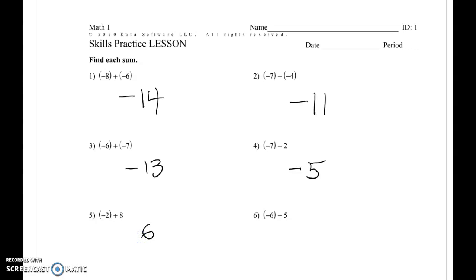Let me give you some time here to do number 6. Because 6 is bigger than 5, we're going to take the sign of that 6, which is negative, for our answer. And because we are adding a negative plus a positive number together, we're going to subtract those two numbers. So 6 minus 5 is 1. So that's your examples for adding these signed numbers.